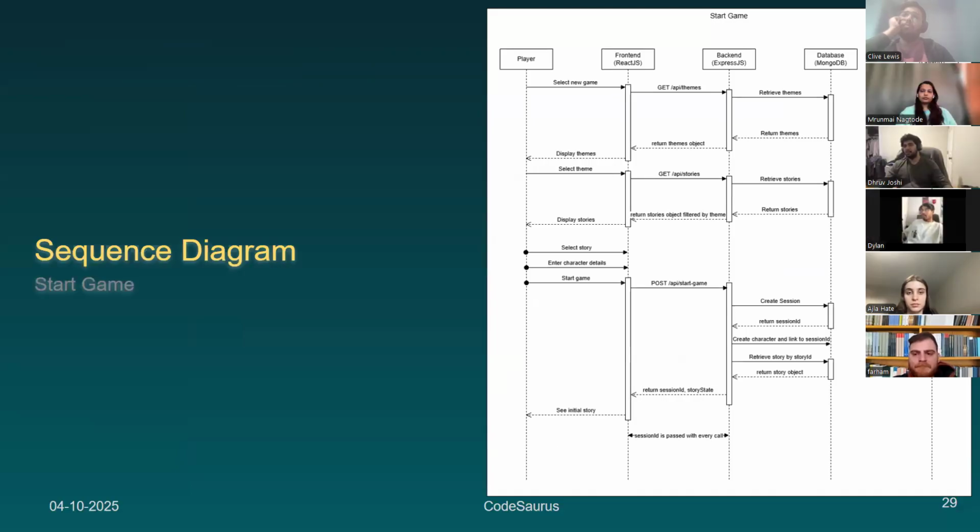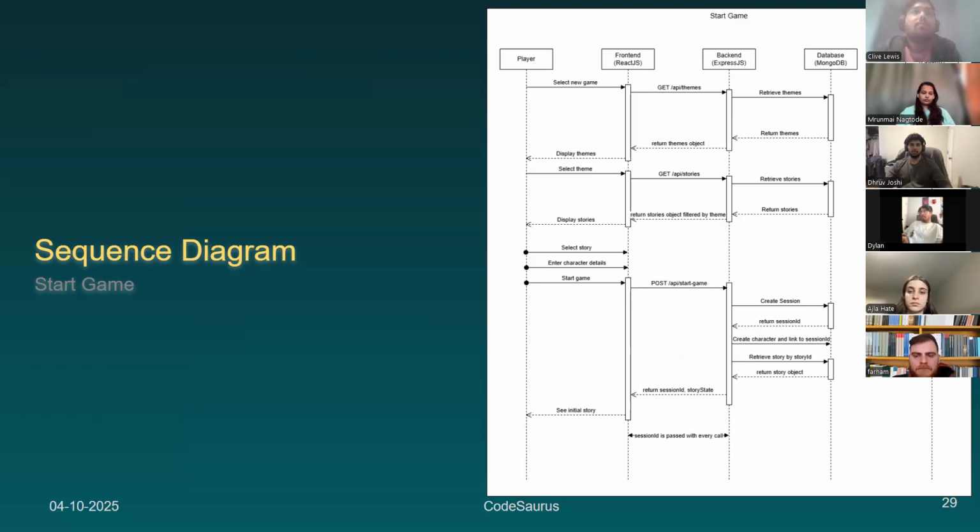So I'll explain the sequence diagram. To start with, let's go with the start game sequence diagram. It starts with the player. The player wants to start a new game. He clicks start new game. In order to select his game, stories are categorized by themes. So the front end first asks the back end through the /API themes endpoint to give it all the themes.